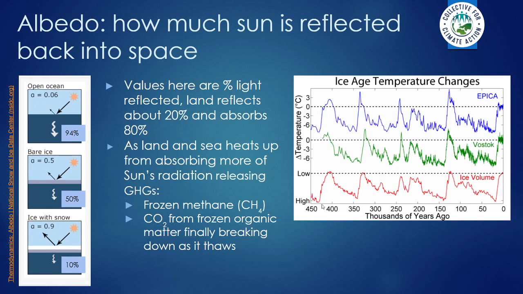So this is actually the thickness of ice here. It's really thick and it's really thin. They flipped it on its head so that it marries up with the temperature data. And you can see, pretty obviously, the higher the temperatures are, the thinner the ice gets.